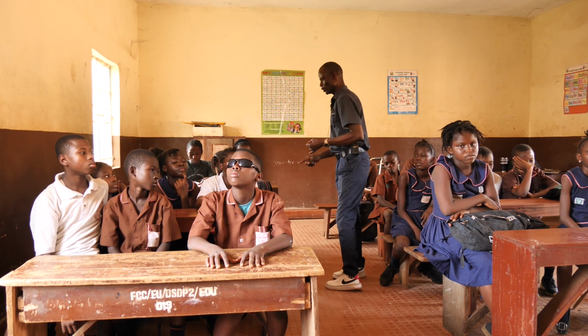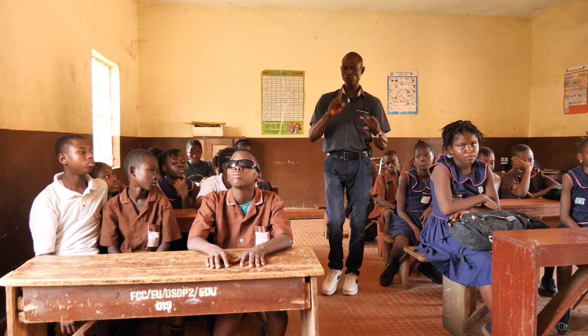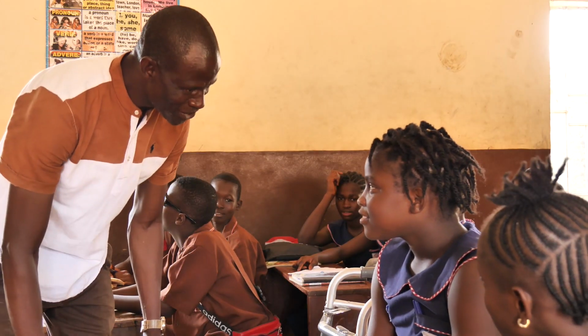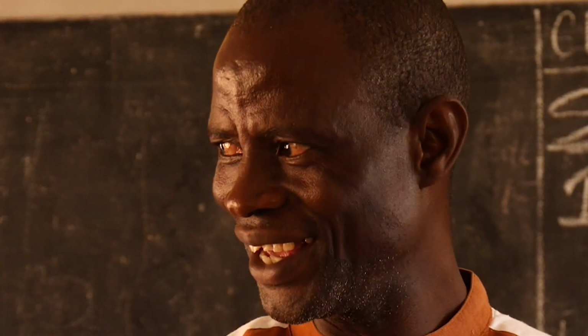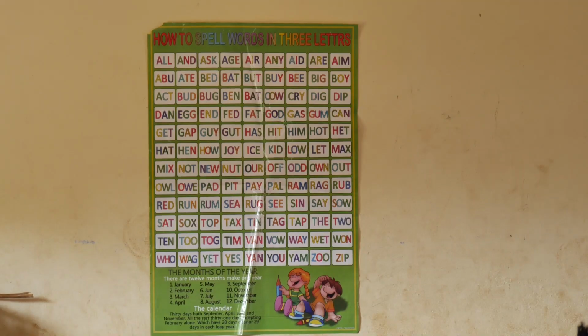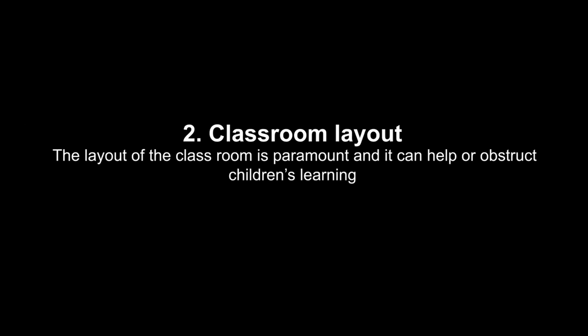Let's briefly examine 4 of the golden rules for an inclusive classroom. 1. Communication. Teachers need to be able to communicate well with their students through talking, reading, writing, use of gestures, facial expressions, eye contact, pictures and symbols, and sign language. 2. Another golden rule is classroom layout. The layout of the classroom is paramount, and it can help or obstruct children's learning.